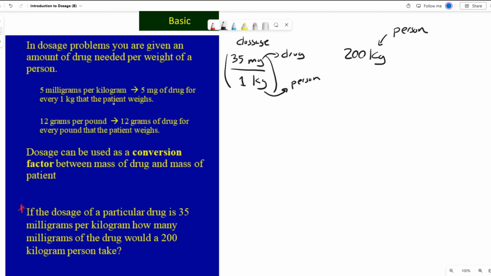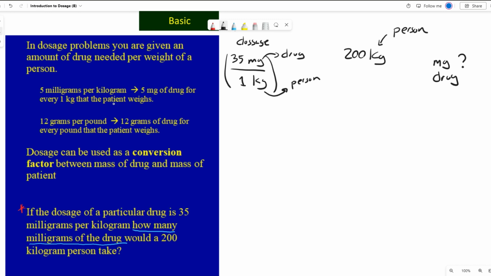And then we need to find out, well, what are we being asked to solve for? So the question is saying if the dosage is 35 milligrams per kilogram, how many milligrams of drug? So our final answer is going to be milligrams of drug. That's what we're being asked to solve for.